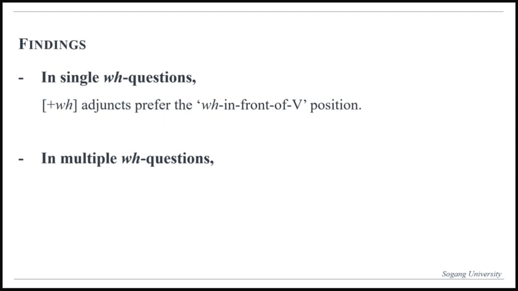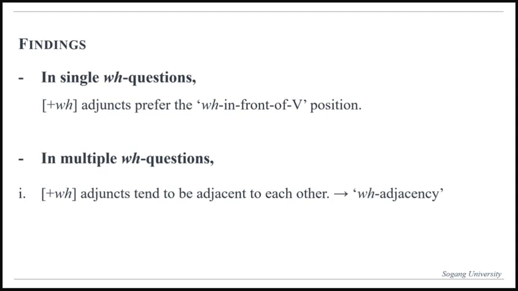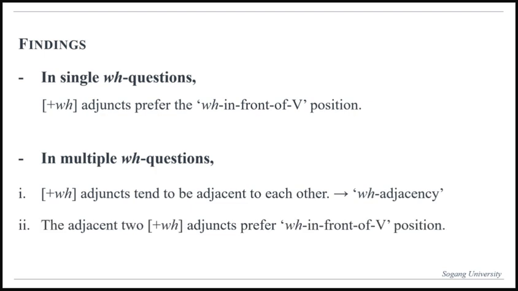So, let me summarize the findings from the experiment. First, in single WH questions, plus WH adjunct prefer the preverb position, which we'll call WH in front of V. Second, in multiple WH questions, plus WH adjunct has a property to be adjacent to each other. And also, the adjacent WH adjunct prefer the WH in front of V position in all cases.